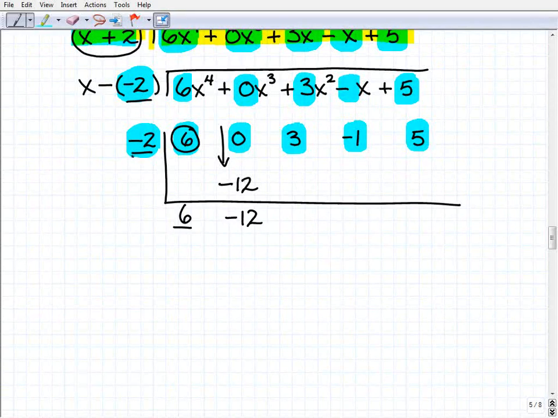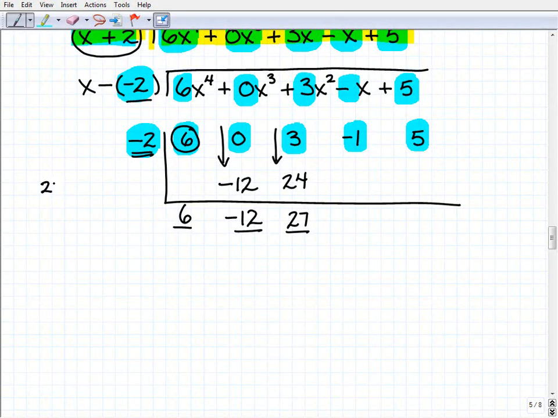Now I'm going to take that negative 2 and multiply it by negative 12. So what do I get? Negative 2 times negative 12 is a positive 24. I'm going to add down again. 3 plus 24 is 27. Then I take negative 2 and multiply it by a positive 27.